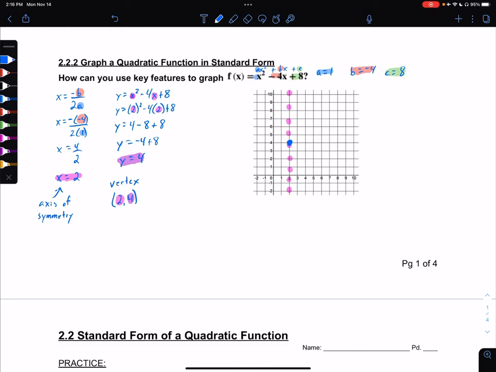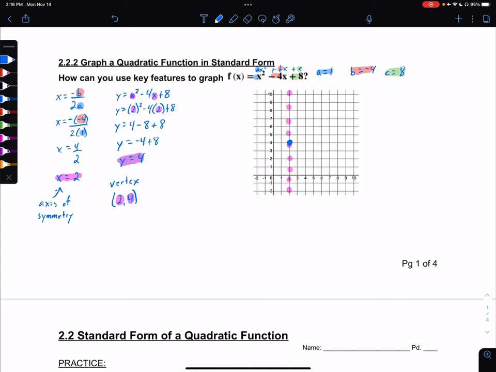I'm going to keep backtracking and going through the steps. Step 1 would be to define a, b, and c. You then use a and b to solve for x, and then you use x to plot the axis of symmetry, and then use x to substitute into your function and find the y-coordinate for your vertex.